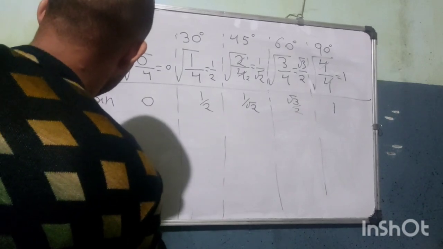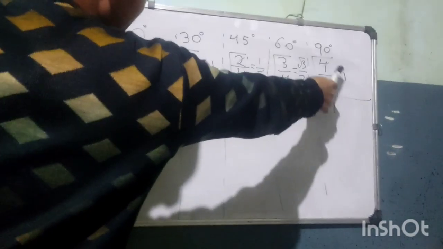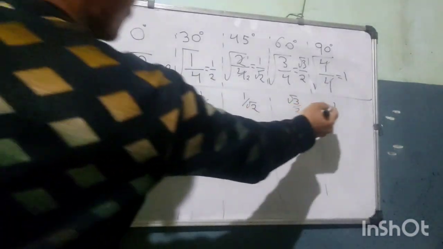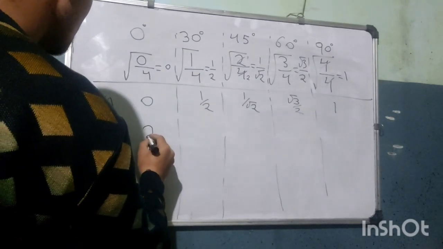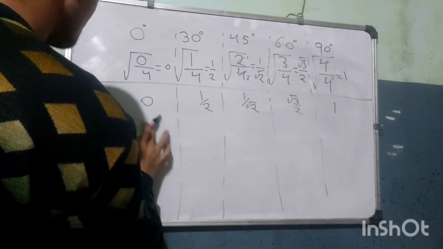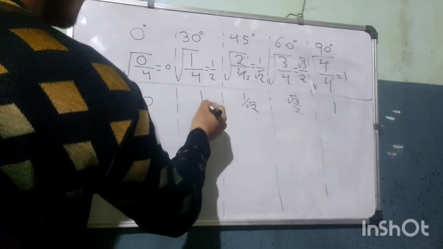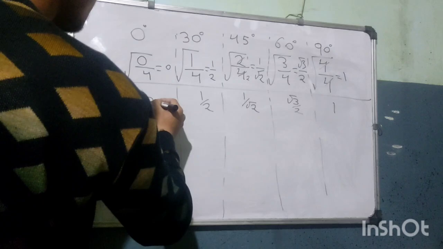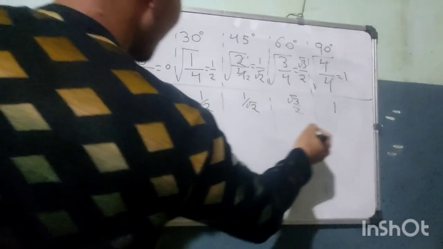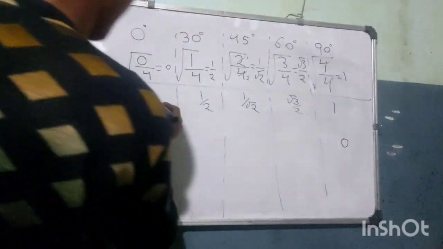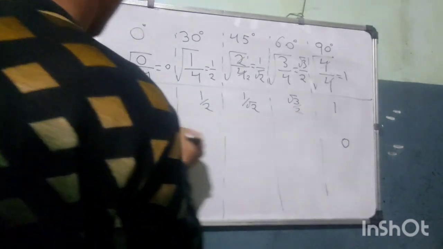Now for cos. Cos of 90 is equal to sin of 0, which is 0. Sin 90 is 1, so 1 is equal to cos 0. Cos 0 is 1. Sin 0 will be equal to cos 90 degree. The other way around, sin 90 is equal to cos 0.